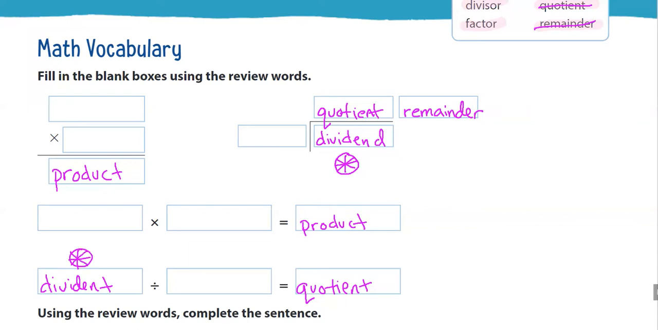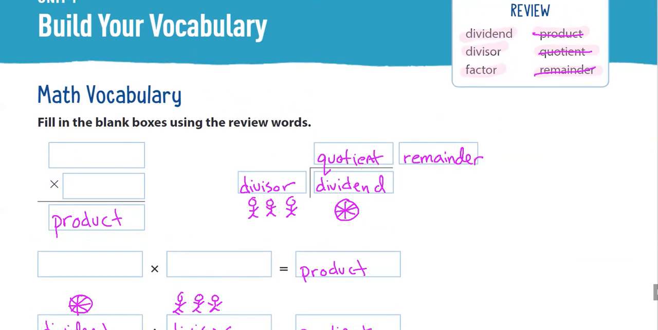And the divisor is what we're dividing by. You can think of that as the friends that you have to share with. You gotta share that pizza with your friend. You cannot eat the whole thing. I know you want to, but I forbid it. Neener, neener. Okay.